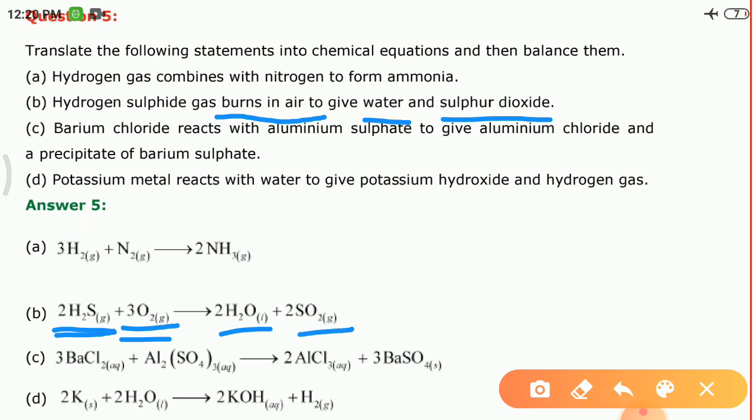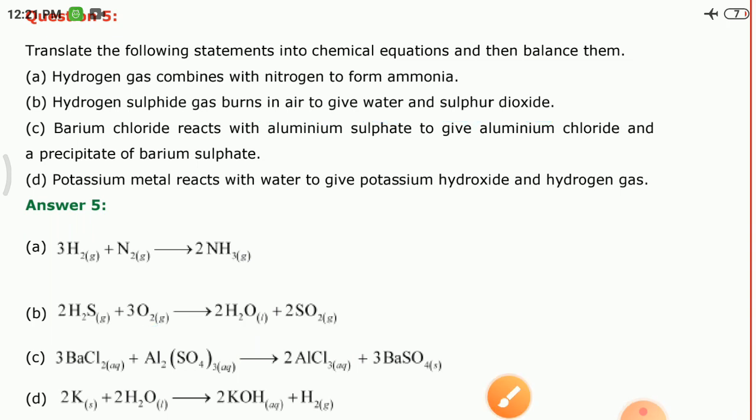As we balance it, we will come to know the total hydrogens here are 2, 2 2s are 4. Then here it will be also 2 H2S, so that 2 2s are 4. Then sulfur is 2, here also sulfur is 2. Oxygen is 3 2s are 6, here also oxygen 2 here and 4 here, total 6 oxygens are there. So it is the balanced chemical equation.